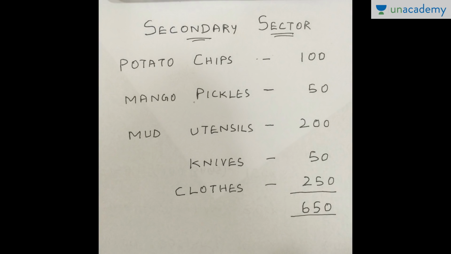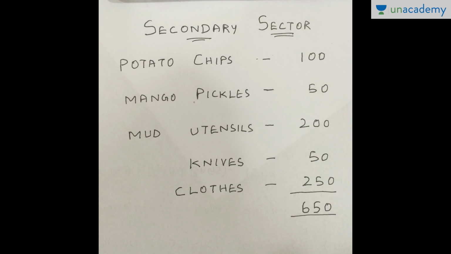Then let us see secondary sector. Secondary sector we know are man-made products. So potato chips, worth 100 silver coins, was sold. Mango pickles, 60. Another, mud utensils and all, 200. Total, secondary sector is around 650 silver coins.